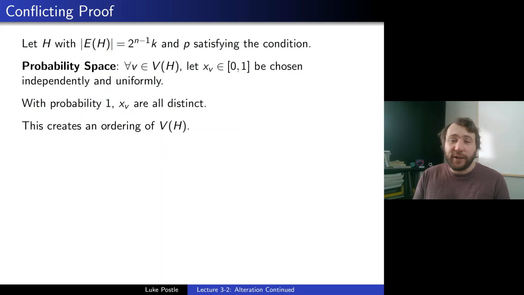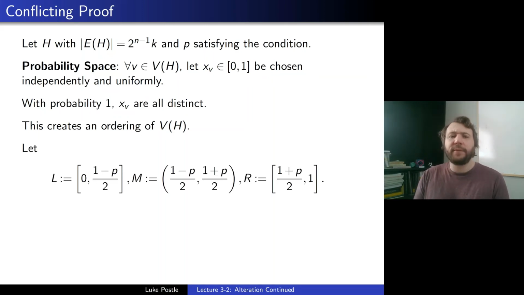Now let's argue about conflicting pairs in this random ordering. To do that, I'm going to look at three different sets. I'm going to split up the interval into a left interval, a middle interval, and a right interval. The left interval will be from 0 to (1 - p)/2, so a little bit before half. The middle will be from (1 - p)/2 to (1 + p)/2, and the right will be from (1 + p)/2 to 1. So left and right are symmetric, the same size, and we have this middle.